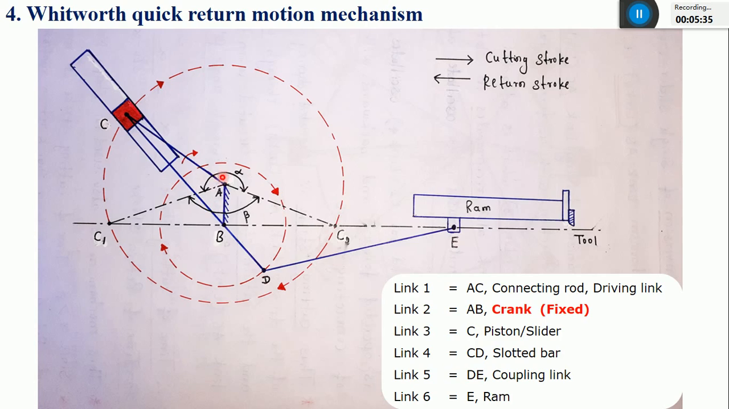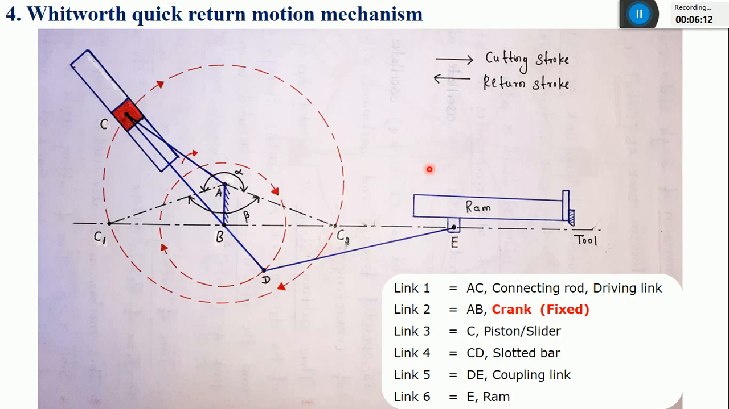One is with respect to the point D, that is the slotted bar, and one more is the slider. Correct. You can see during the forward stroke, the angle made by this slider, from C1 to C2, will be alpha, and during the return stroke, the angle will be beta. Since the angle alpha is greater than beta, during the forward stroke it takes more time. More time means it is moving very slowly during the cutting stroke, and beta is less, which means the time is also less. It means it will return to its original position very quickly within less time.